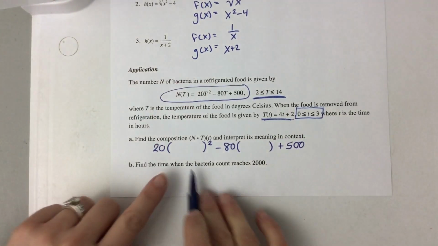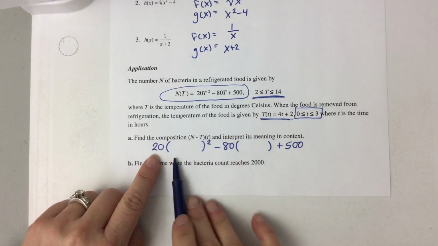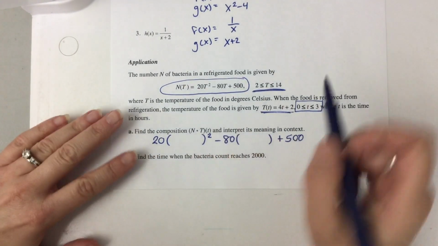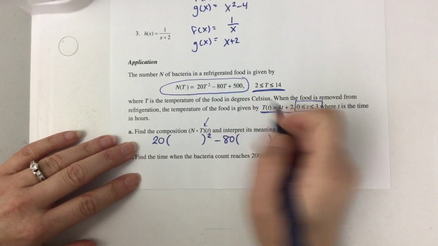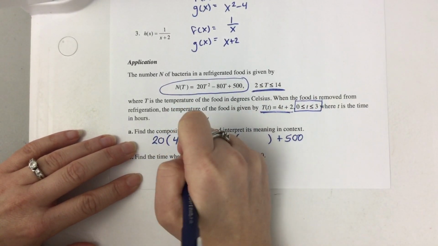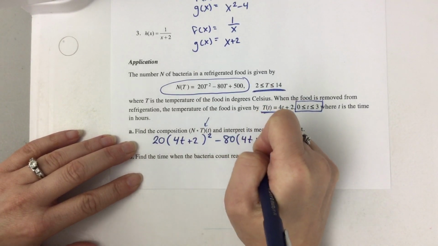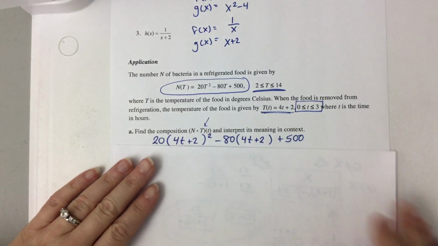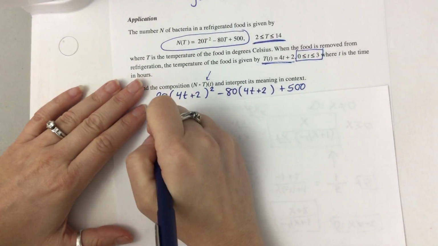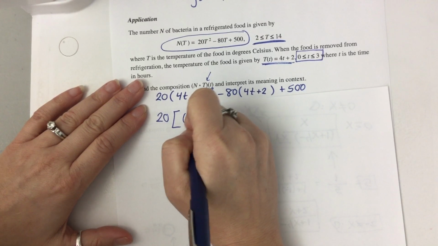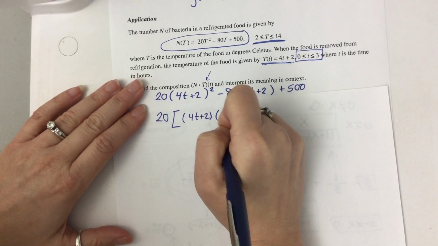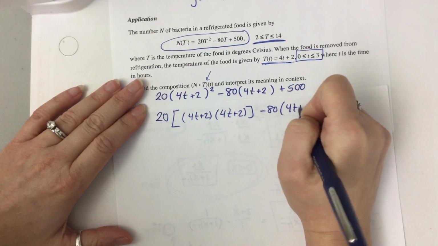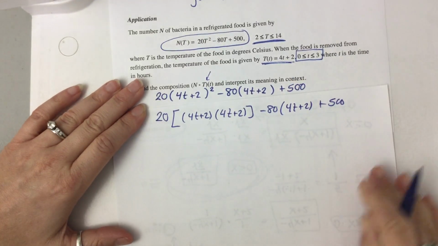So again, it's that whole composition thing. I just took out the T's. This is the skeleton though. The framework stays. Where I have variables, I need to fill in this function. So it's 4t plus 2. Now what I need to do is go ahead and expand this. So this is going to be a little bit of work, but we got this. So it's 20 times 4t plus 2 two times, minus 80 times 4t plus 2 plus 500.